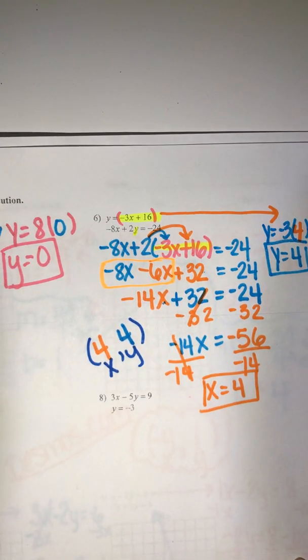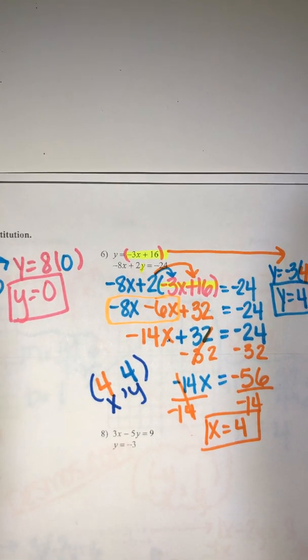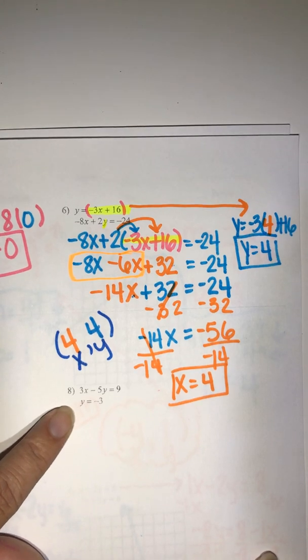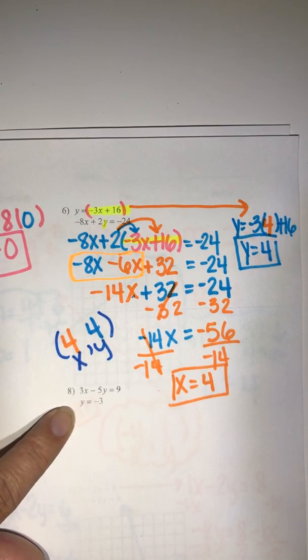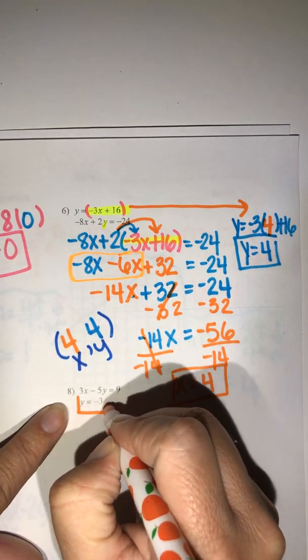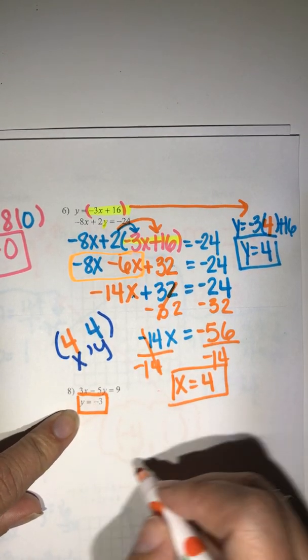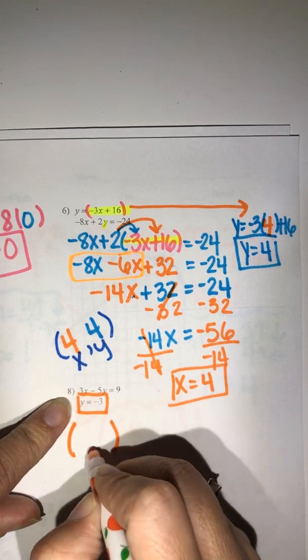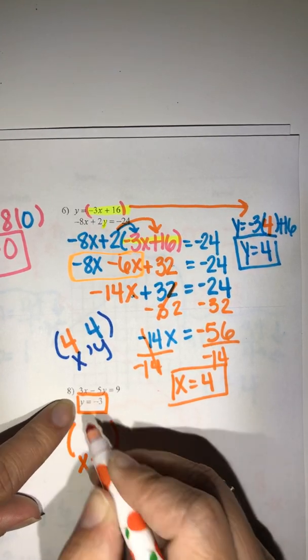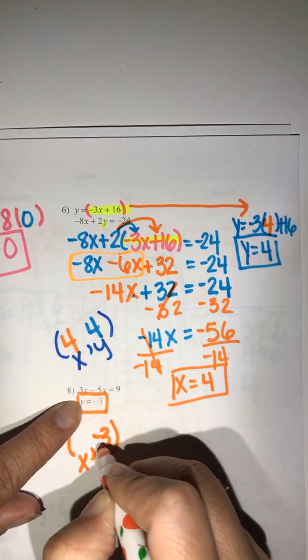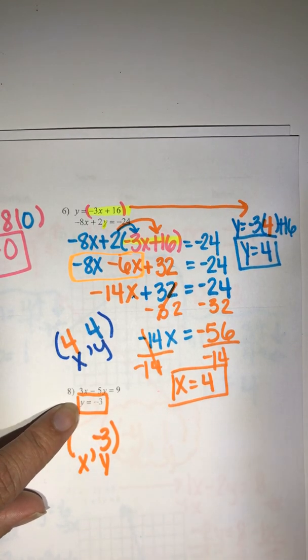All right, number 7 is just like number 6, so I'm going to skip it. I'm going to do number 8. And you should notice immediately on number 8, it gives you an important piece of information. Y is equal to just the number. So on number 8, I could go ahead and start my ordered pair, x and y, because y is negative 3. It gives that to us.